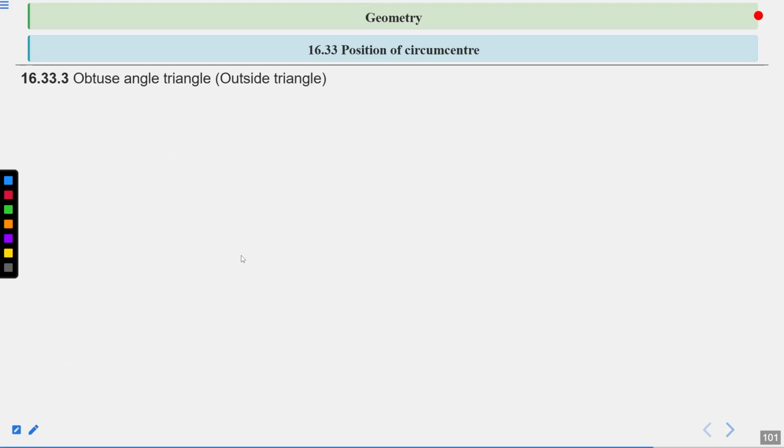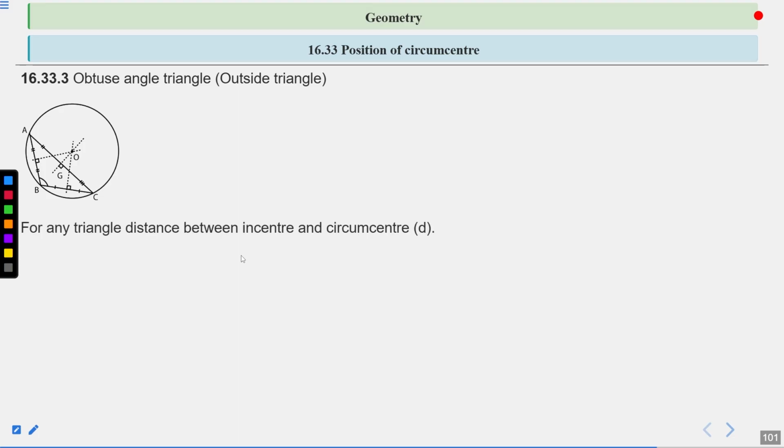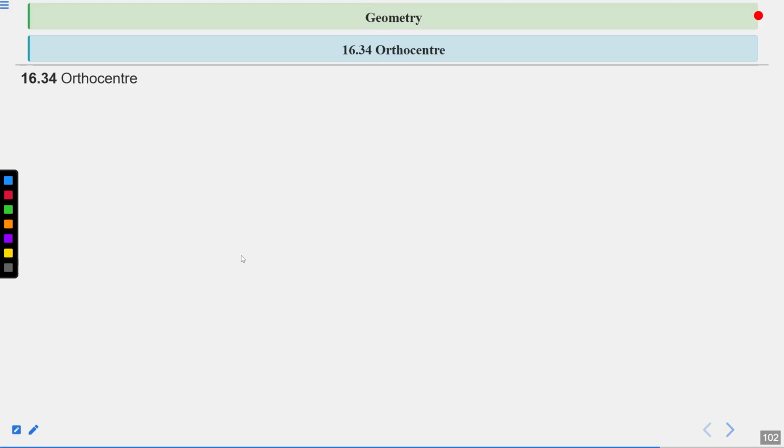In an obtuse angle triangle, outside the triangle is the position of the circumcenter of the triangle. Now we can visualize it in the diagram. For any triangle, the distance between incenter and circumcenter D is calculated by D equals under root capital R square minus 2 times capital R into small r. Next one is orthocenter.